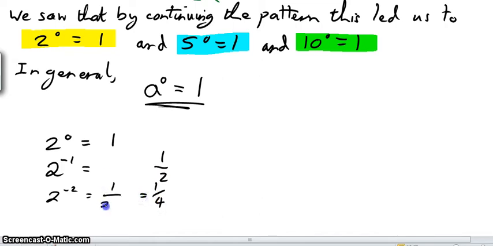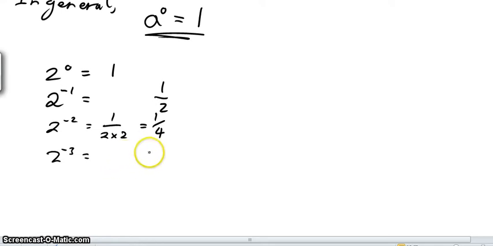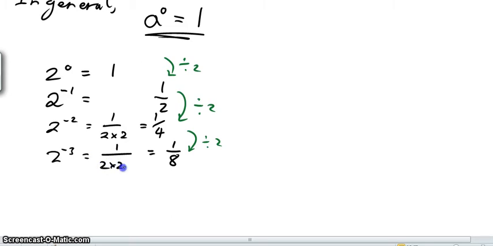And you'll notice that on the bottom, the denominator, 4 can be made up with 2 times 2. What do you think 2 to the minus 3 is going to be? Well, it's a half of a quarter. A half of a quarter is an eighth. And notice what we're doing every time. We're just dividing by 2, dividing by 2, continuing the pattern, so logically we're going to get these fractions every time. 8 can be written as 2 times 2 times 2, and so on and so on.